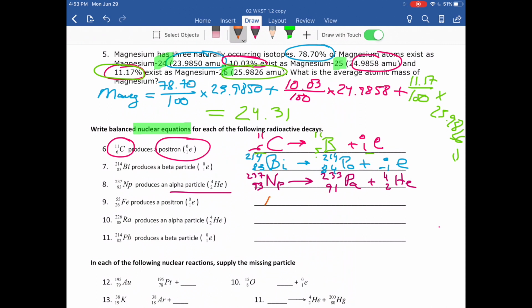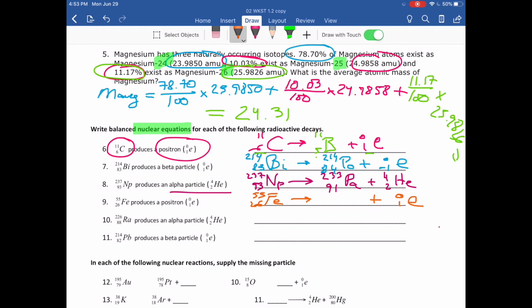Iron. So you have the iron here with a mass number of 55, and 26 is the atomic number. Okay, so here this yields and produces a positron. So you put the 0, 1, e.